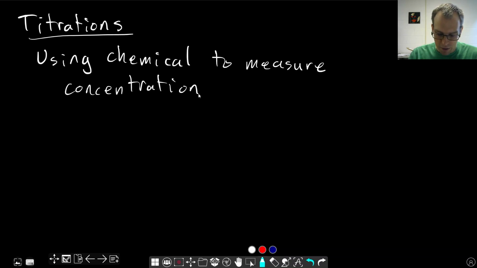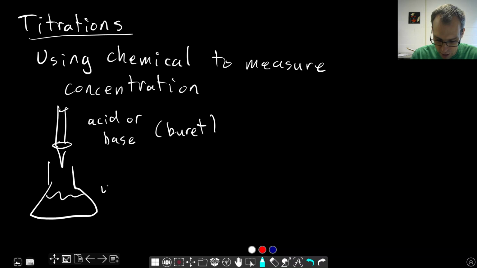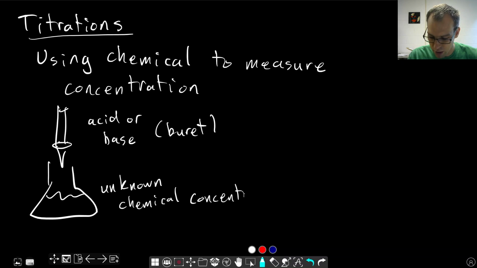But the basic idea of titration is that we have some sort of solution, so this could be an acid or a base, that we put into what is called a burette. This is a way of measuring concentrations very precisely. And then in our solution, we have some unknown chemical. Not unknown in that we don't know what it is, but unknown chemical concentration. So generally we know that there is something present that is an acid or a base, but we want to know how much of it there is. What's the molarity of the solution, back to that idea of concentration.